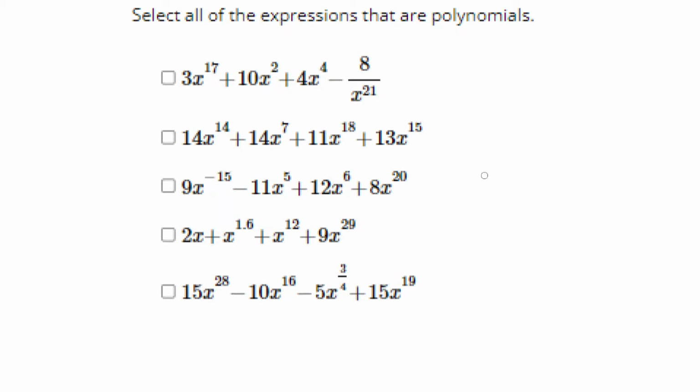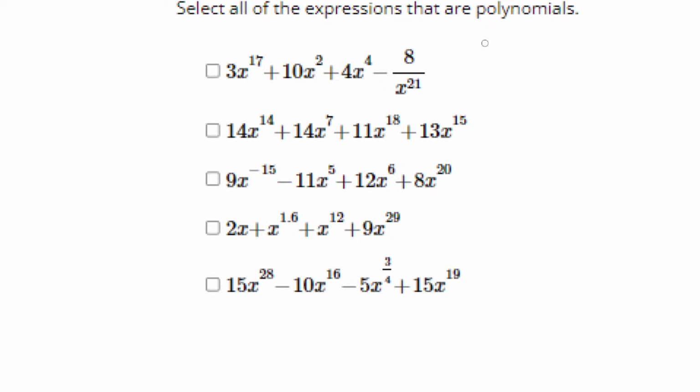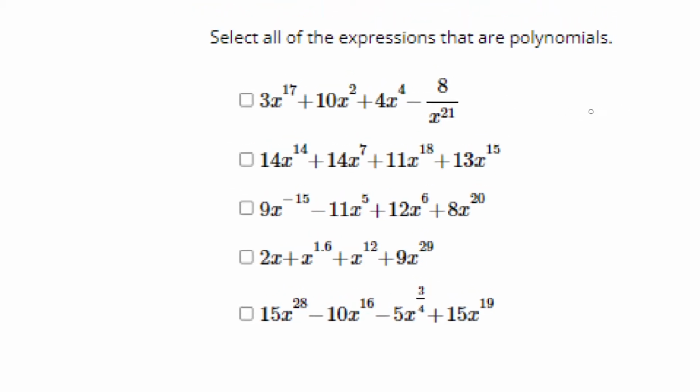Now when I was looking through gathering problems for this example, I was confused. I thought all of these are polynomials because they all have lots of terms. But then I remembered that number one, we cannot have any negative exponents, and we also cannot have any fraction or decimal exponents, or any variable in the denominator.